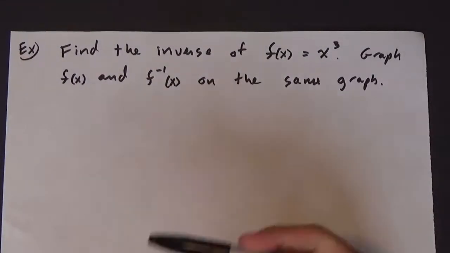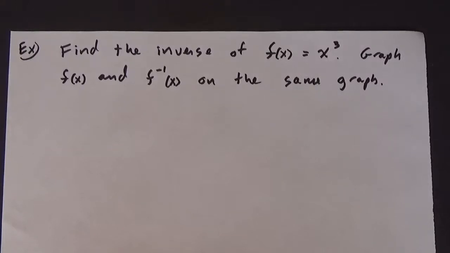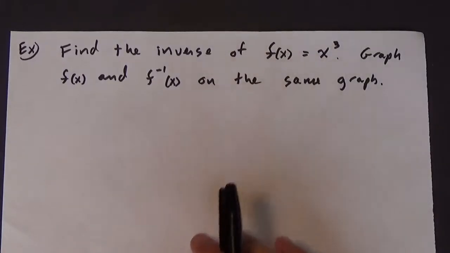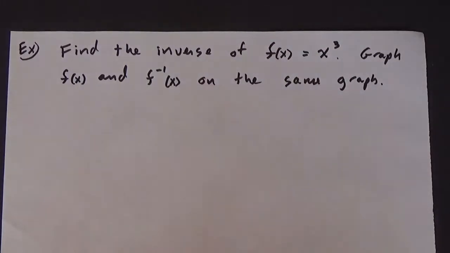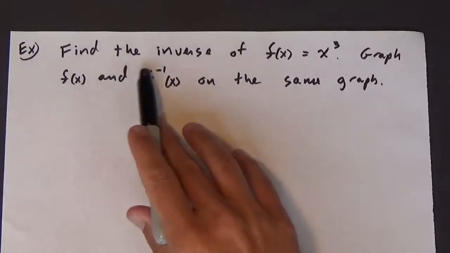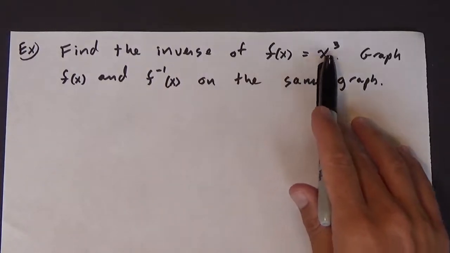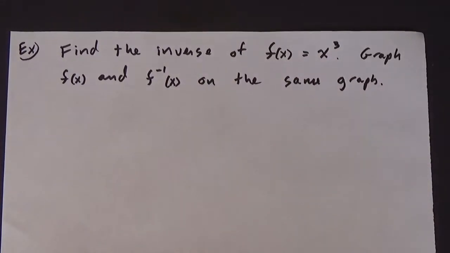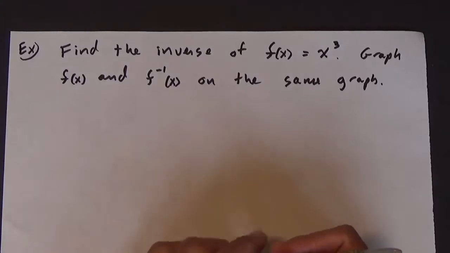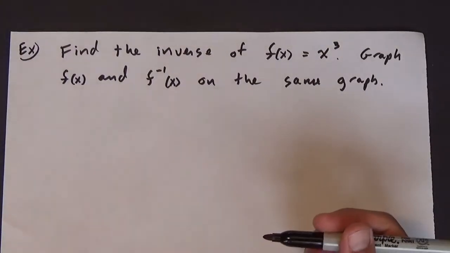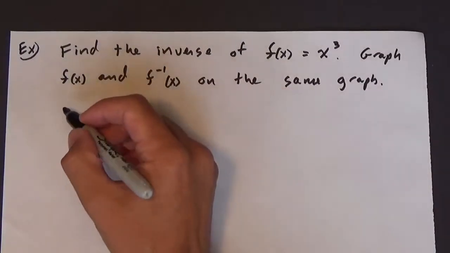In the last video, we looked at what an inverse was, the definition of an inverse, and we did an example of finding the inverse. So let's go ahead and do another example of finding the inverse. Let's find the inverse of f of x equals x cubed, and then we're going to graph f of x and its inverse on the same graph. Let's see if we can do this one a little bit quicker than in the previous video.